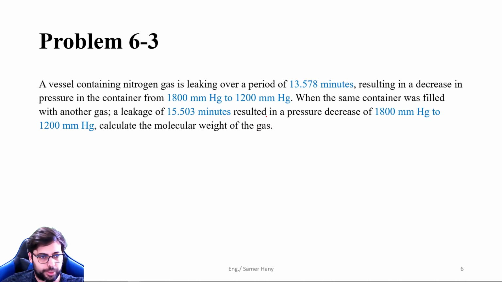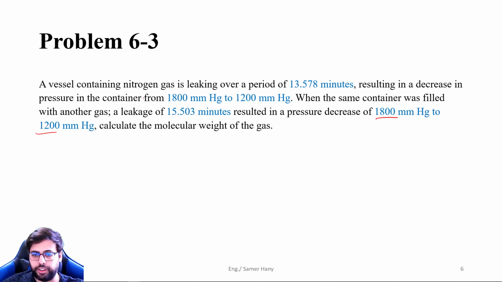All right. Next question. A vessel containing nitrogen gas is leaking over a period of 13.5 minutes, resulting in a decrease in pressure in the container from 1800 millimeter mercury to 1200 millimeter mercury. When the same container was filled with another gas, a leakage of 15.5 minutes resulted in a pressure decrease for the same conditions from 1800 to 1200 millimeter mercury. Calculate the molecular weight of that gas.